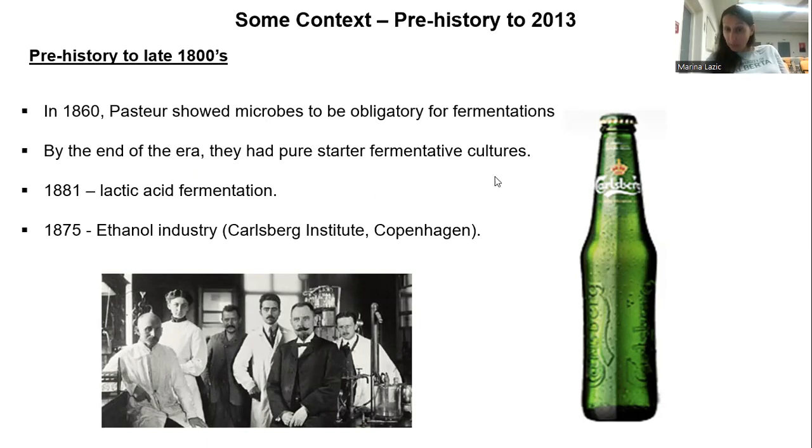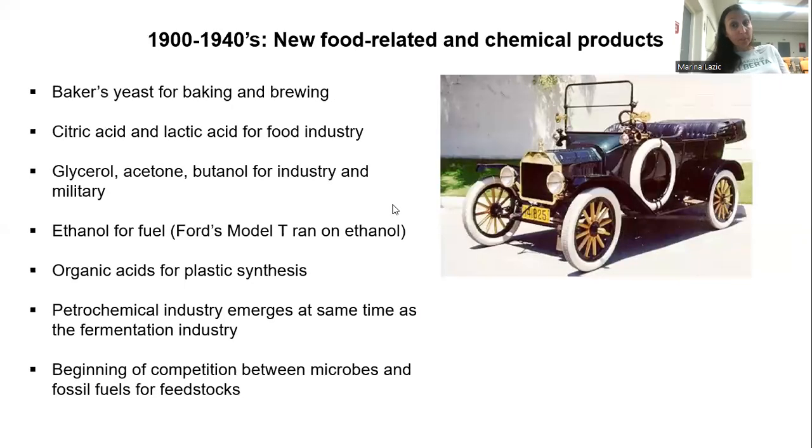So pretty early beer was made, right? And then in the beginning of the 1800s, there was lactic acid fermentation. A little before that was the ethanol industry. So again, Carlsberg's beer, but basically some basic levels of fermentation: lactic acid, vinegar, ethanol. Those things maybe look basic today, but they are significant for everything else that we now do.